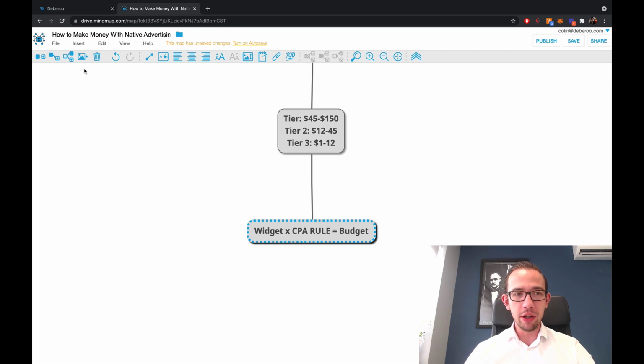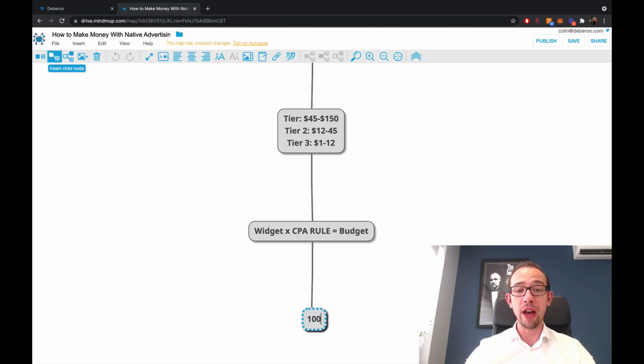Let me give you an example, okay? Let's say we have 100 widgets, or let's say we have 1,000, which is more common on native, at a $45 CPA. We would have to spend $45,000. That's a lot of money, right?